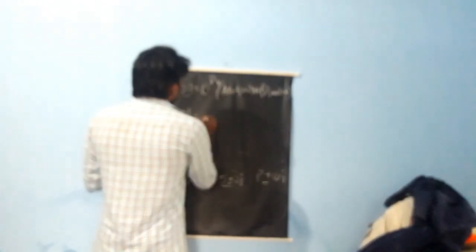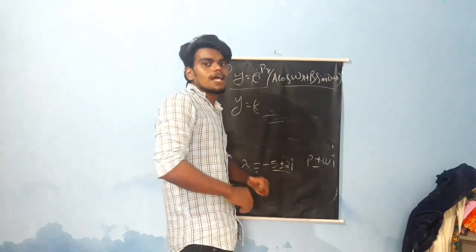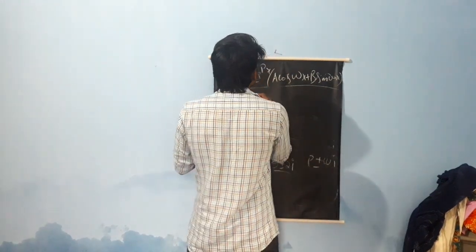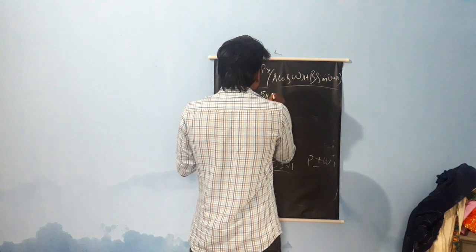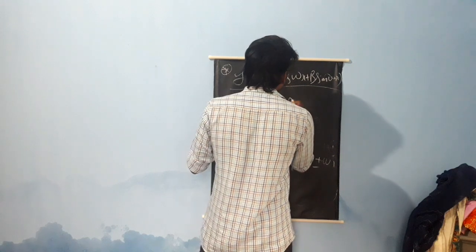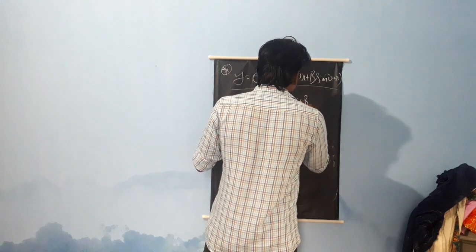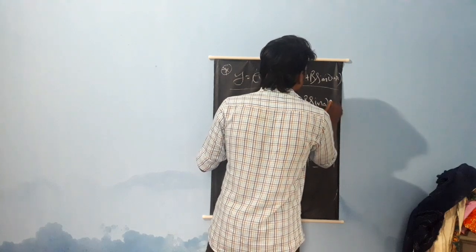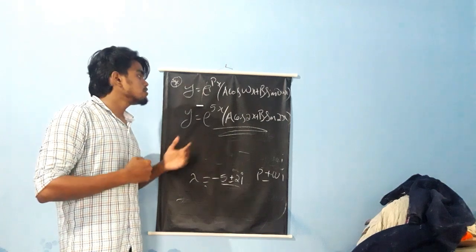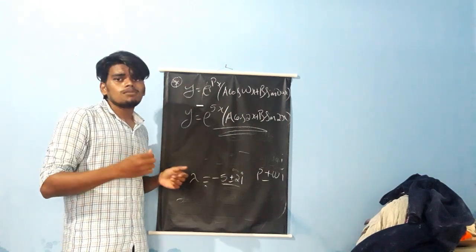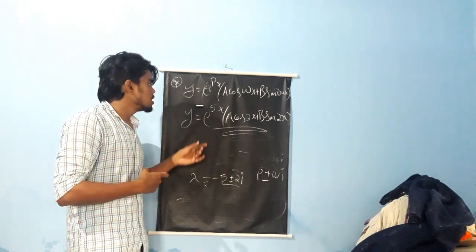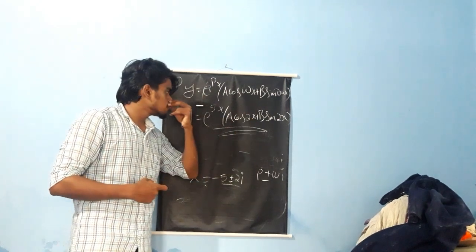So here we will have the solution as y is equal to e raised to, we have p is equal to minus 5, so e raised to minus 5x, a cos omega is equal to 2, so 2x plus b sin 2x. So here we have the general solution for our differential equation, which was y double dash plus 10y dash plus 29y is equal to 0. So this is the general solution for that differential equation.